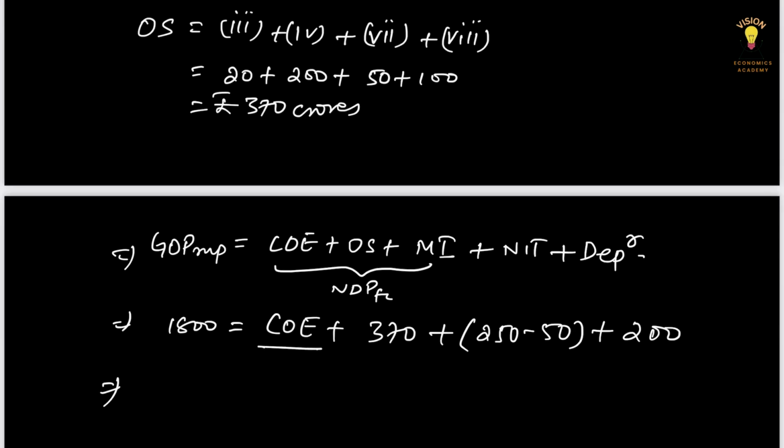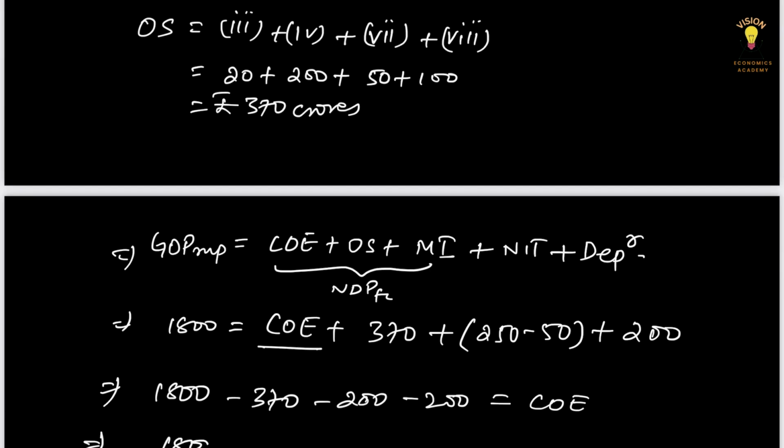Now keeping compensation of employees on one side, we keep all the numbers on the other. 1800 minus 370 minus 200 minus 200 will give you compensation of employees. So 370 plus 200 is 570, 570 plus 200 is 770. So 1800 minus 770 is equal to 1030 crores. Therefore we have got the answer.